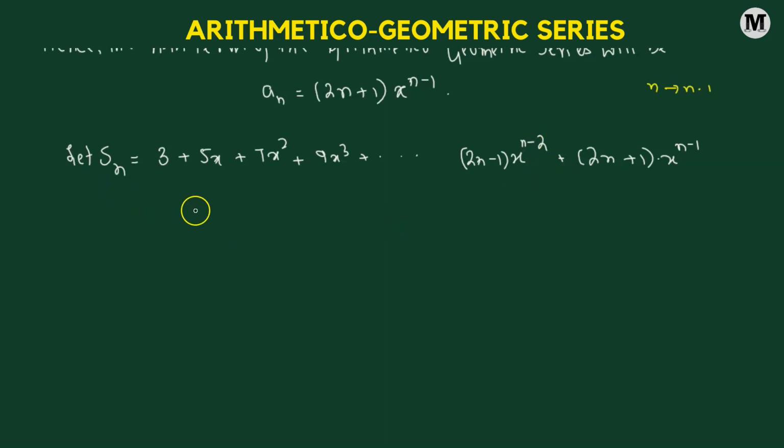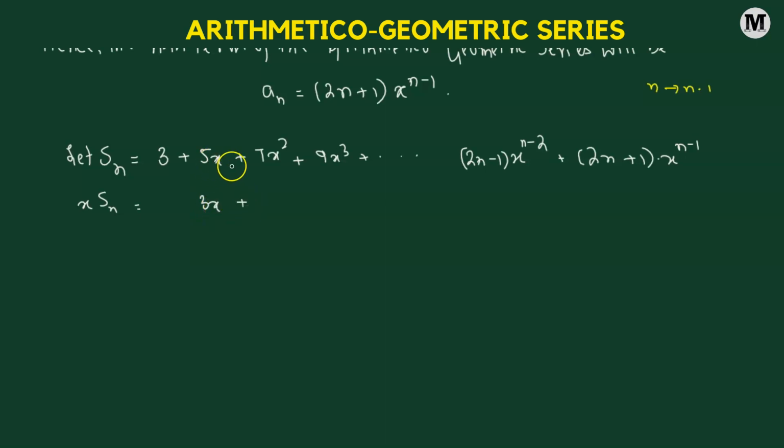Fine. Now, we're going to multiply each term on the right hand side by the common ratio of the geometric series. The common ratio of the geometric series is x. So we'll multiply throughout by x. That gives us x Sn on the left hand side, and on the right hand side we have 3 multiplied by x. So that will be 3x.